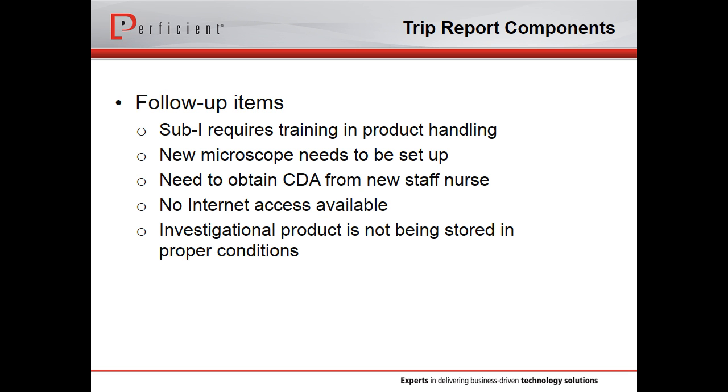So again, examples are if the sub-I requires training in product handling. If there's staff training that needs to be done that hasn't been completed yet, we would mark that as a follow-up item that, at the next site visit, we would confirm that those things have been completed. You can read some of the other examples on here, but really it's just to track action items that have been either identified or are continuing to be monitored on these site visits.